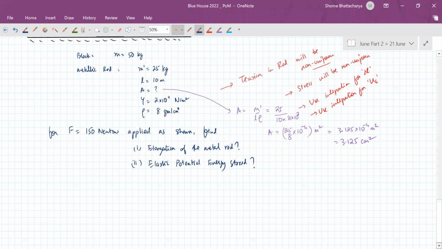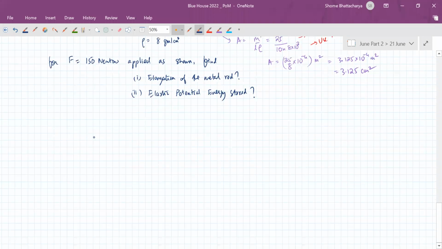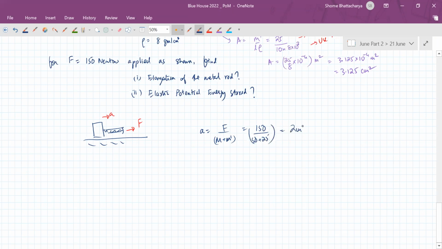Now coming back to this, the first thing we can do is make the combined free body diagram for the block plus rod. On a frictionless surface, this force will be creating this much acceleration, so 2 meters per second square. Now, once you have that acceleration, you can calculate the tension at any point in the rod.